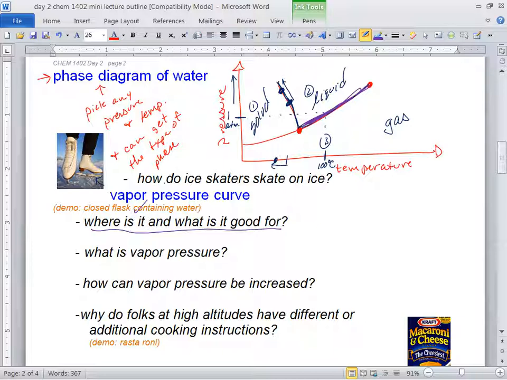So water's going from liquid to gas. Cap it. Is water evaporating? Yeah, it's evaporating, but it's also condensing at the same rate. So it's at equilibrium. Dynamic, remember? So that level is not going to change height. But the point is that you do have water in the gas phase.